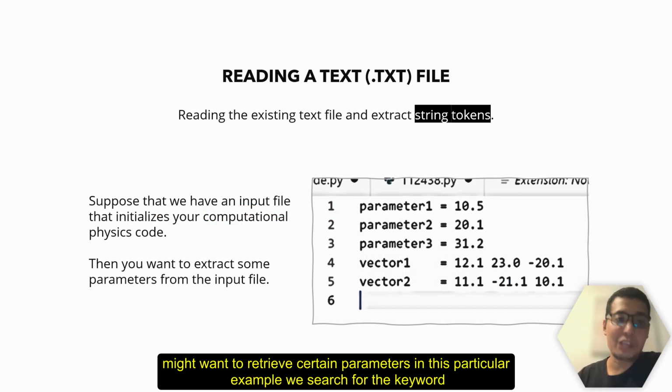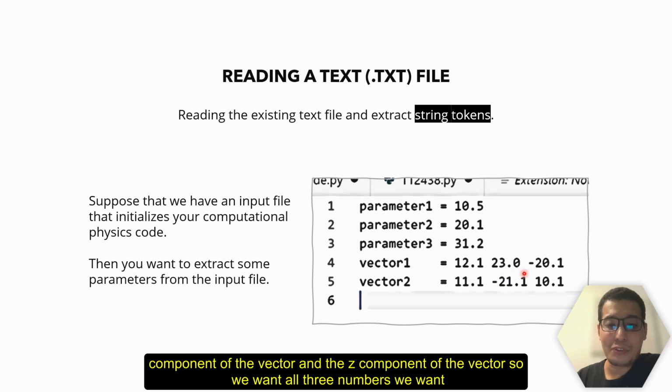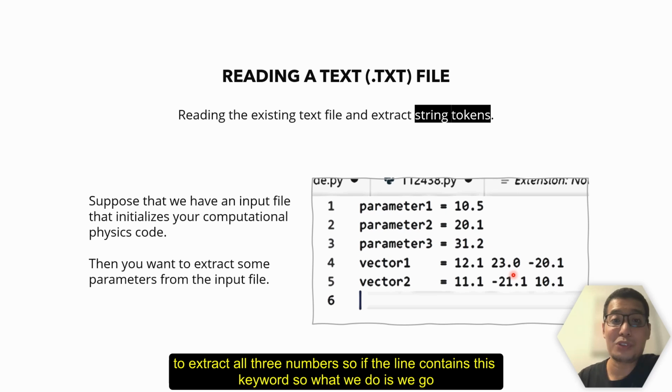In this particular example, we search for the keyword vector1. So we want to retrieve the information of vector1. Here we have the x component, y component, and the z component of the vector. So we want all three numbers. We want to extract all three numbers.